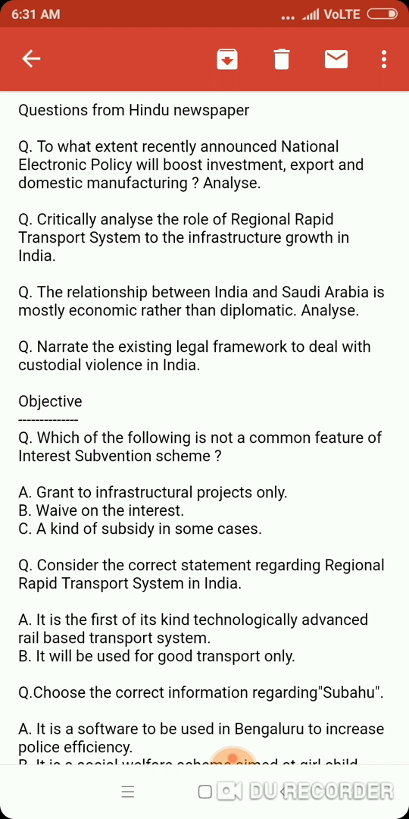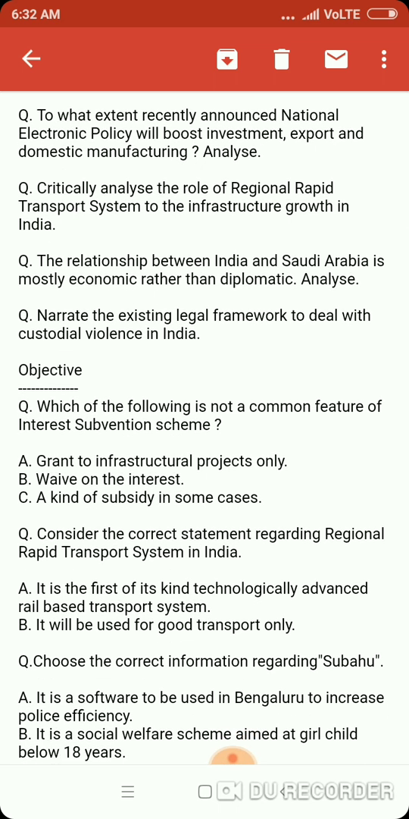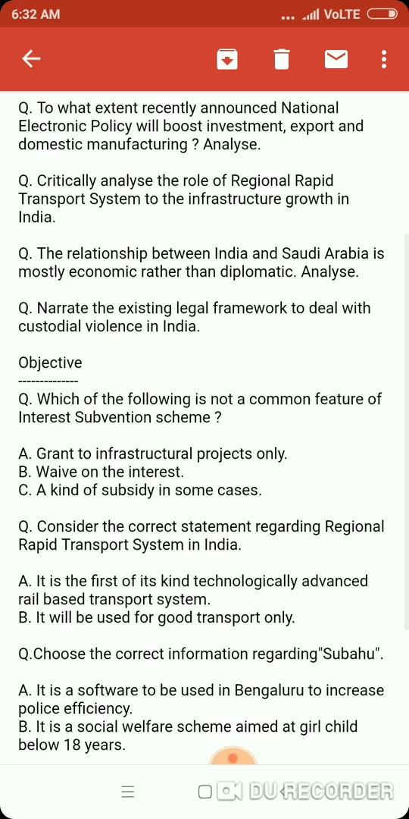So here you have to narrate the various provisions of the National Electronics Policy that will boost investment, export and domestic manufacturing. First, give an introduction about the National Electronics Policy in 1 to 3 lines. Then come to investment. Give a headline, investment, underline it, then mention the various provisions of the policy which will boost investment. In that way, export: what are the provisions which will boost export? In that way, what are the provisions which will boost domestic manufacturing? So in this way, you have to analyze it.